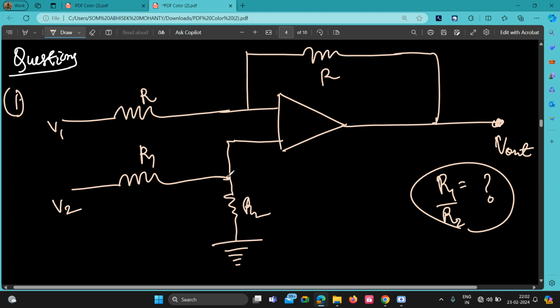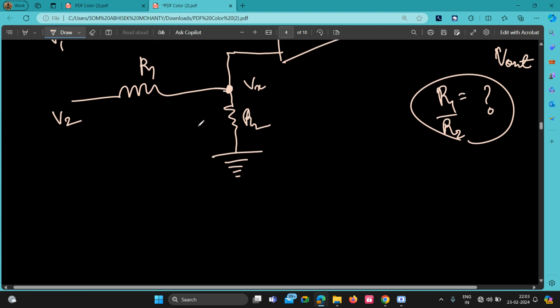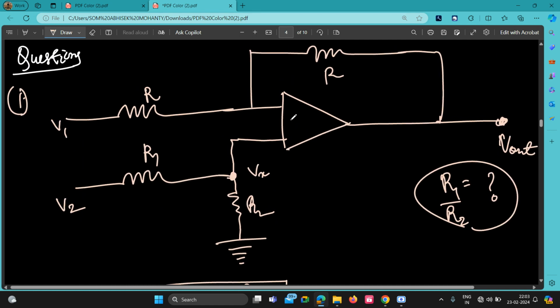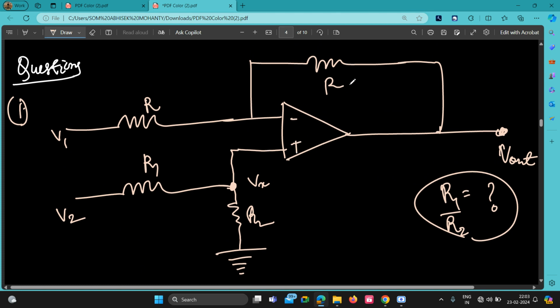See here, if I take this as Vx, can you tell me how will I calculate Vx? The voltage divider formula will be used. Vx is equal to R2 divided by R1 plus R2. So this will be your potential at Vx. Is it all right? Now, if you see, this is positive, this is negative. This is your feedback loop, and this will be your virtual ground to here, isn't it? This voltage here will be virtual grounded to here.